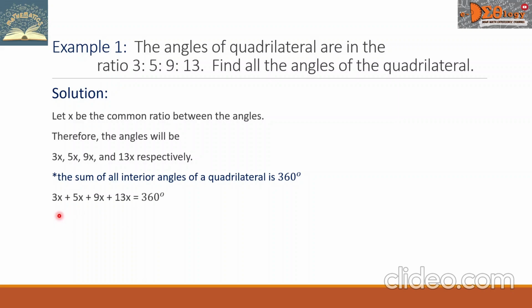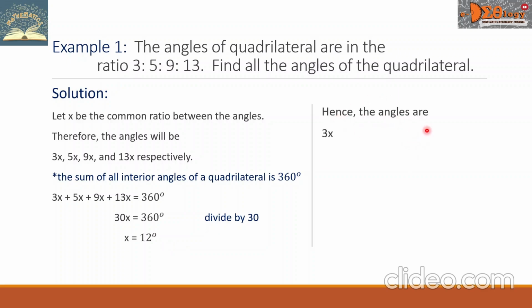If we simplify the left side, it becomes 30x equals 360 degrees. Then we divide this by 30 to get the value of x as 12 degrees. Let us now compute the angles. Let's begin with the first, and that is 3x. This x we derived as 12 degrees, so we have 3 times 12.